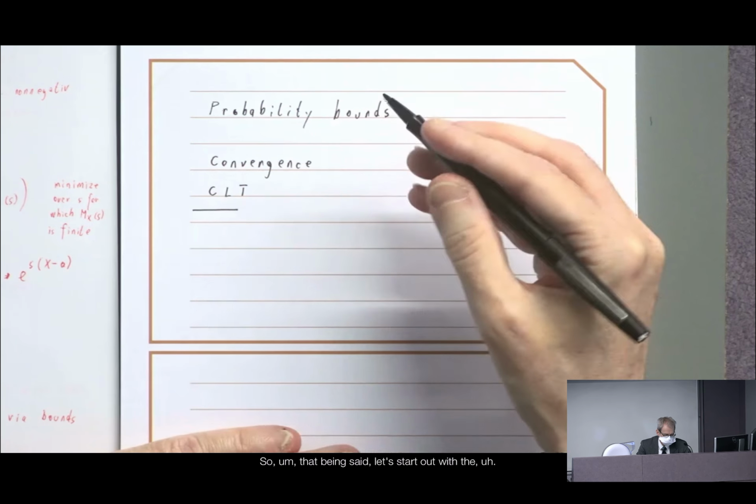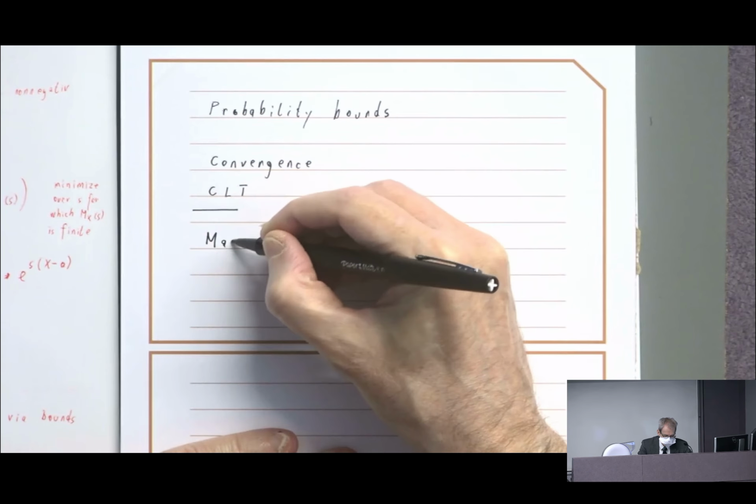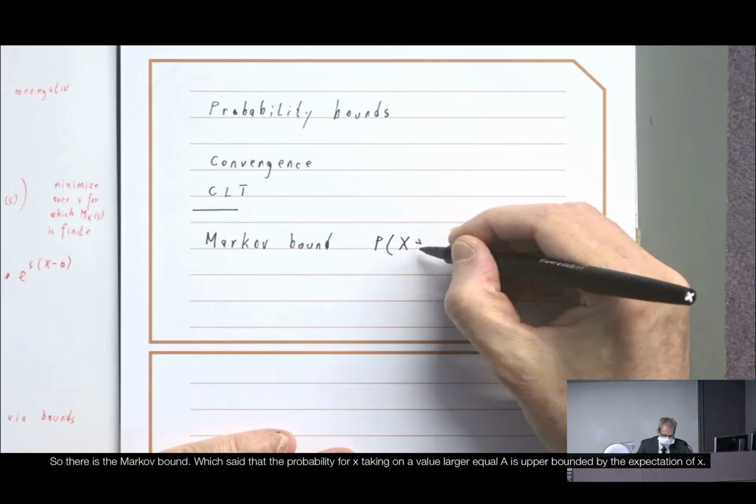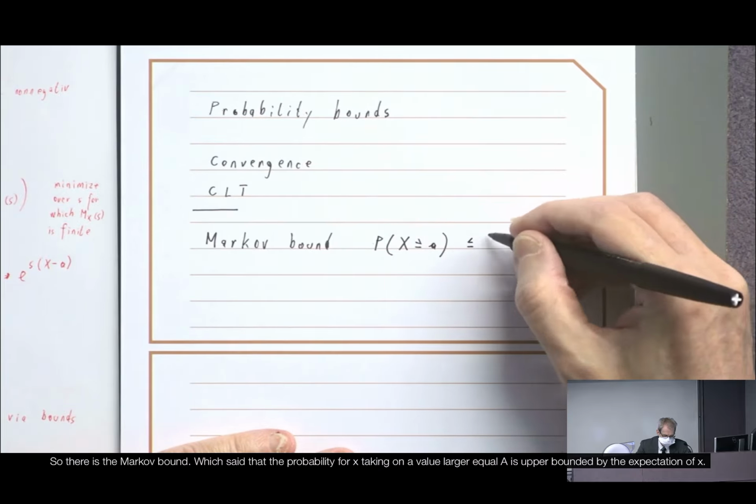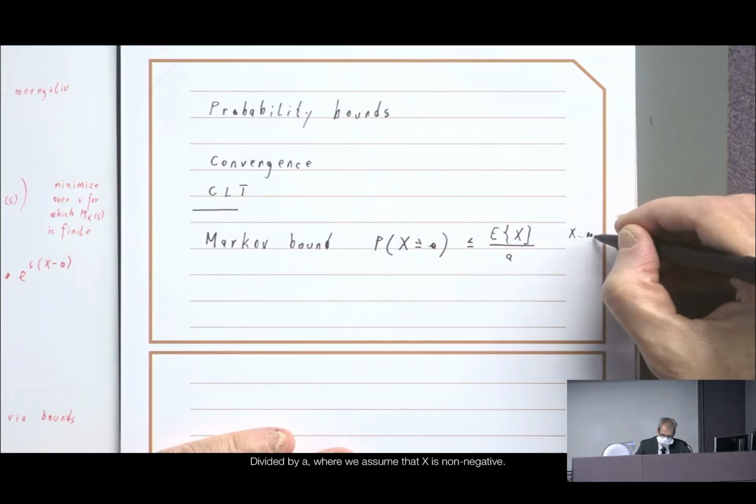So that being said, let's start out with the repetition of the 2 bounds that we previously discussed. There is the Markov bound, which said that the probability for x taking on a value larger or equal to a is upper bounded by the expectation of x divided by a, where we assume that x is non-negative.